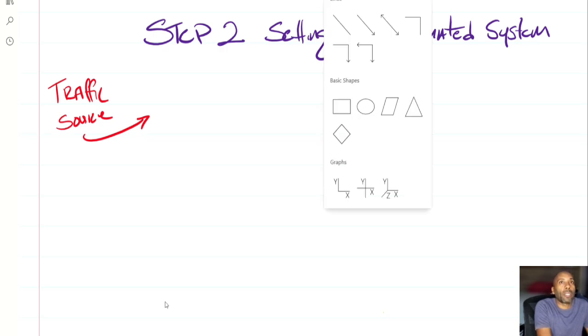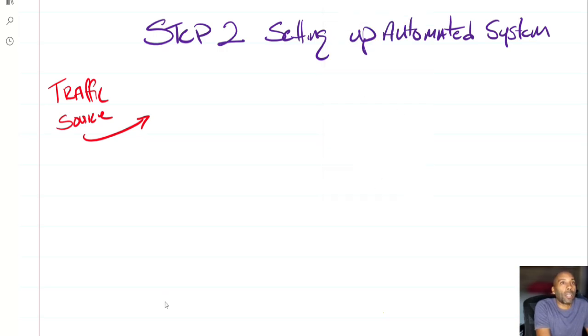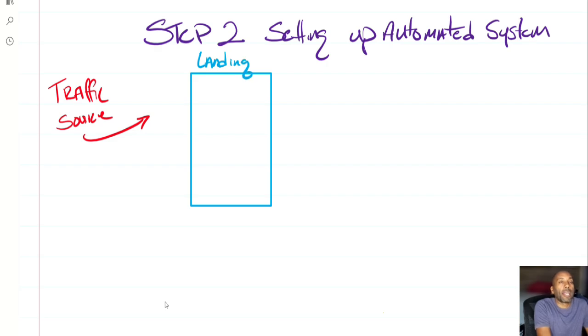The first thing is traffic. I will walk you through how to get traffic in the next video, and that traffic will be going to the first page in my marketing system. This is the landing page, and this is what it looks like.